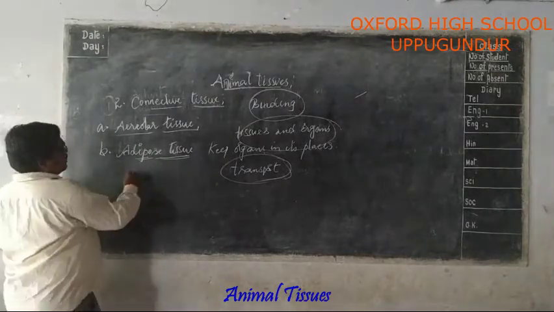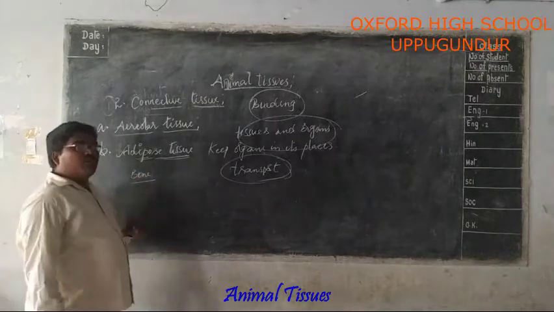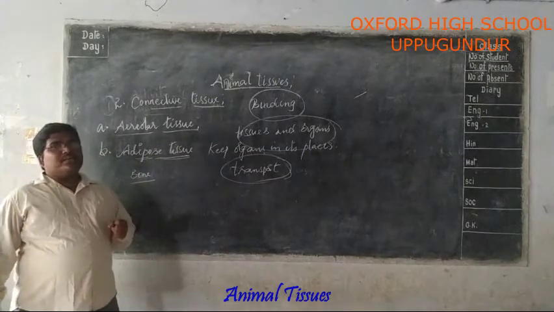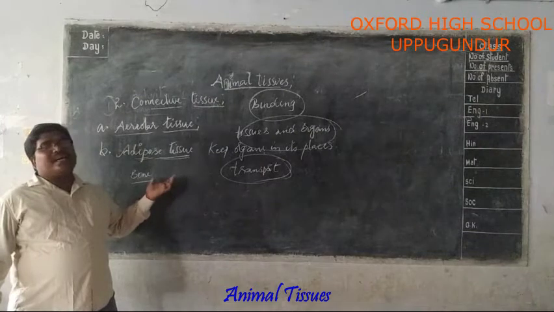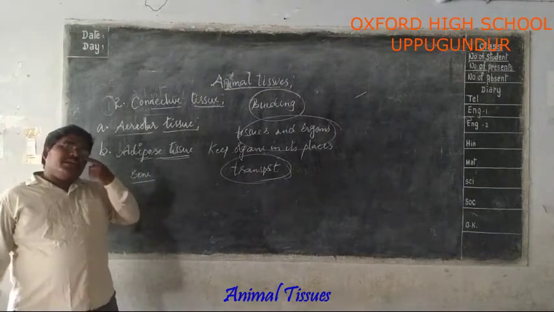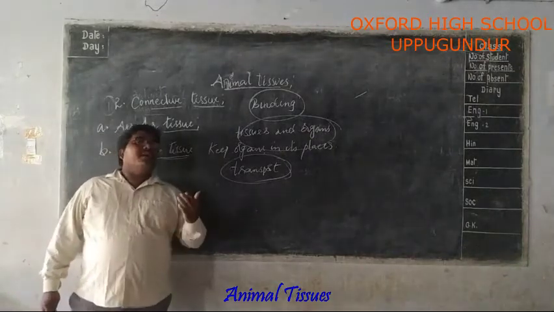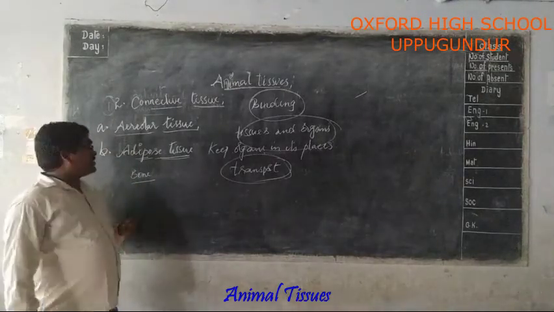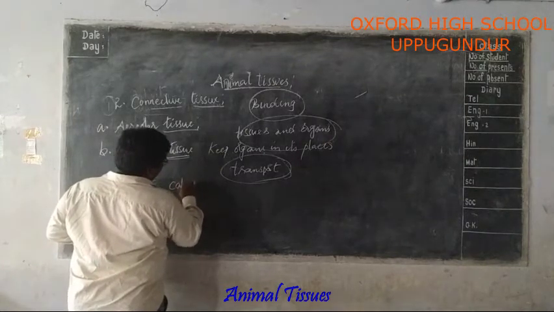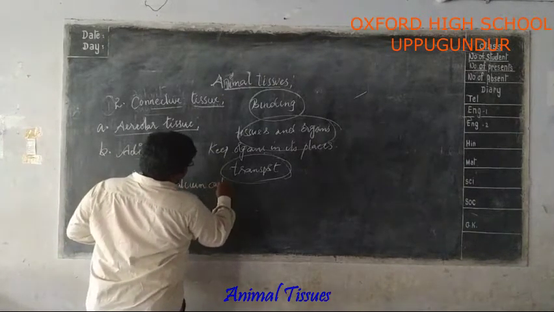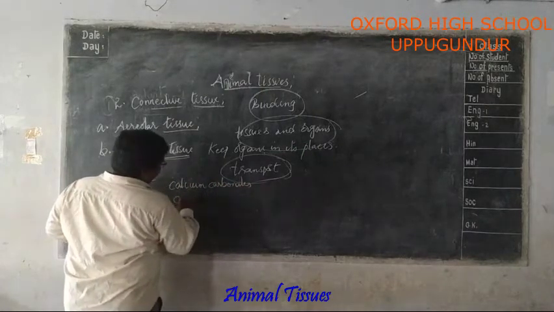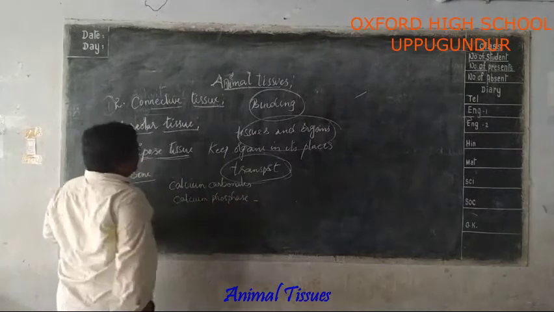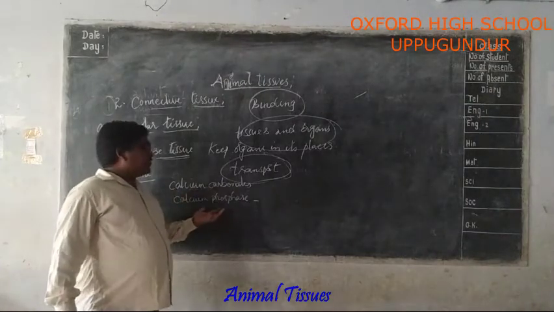Okay. So another one is bone, which is also a type of connective tissue that makes the framework for the movement of the body. Bone is the main part of the skeletal system, and it is important for the whole skeletal system. The bone is made up of two types of salts, calcium carbonate and calcium phosphate.